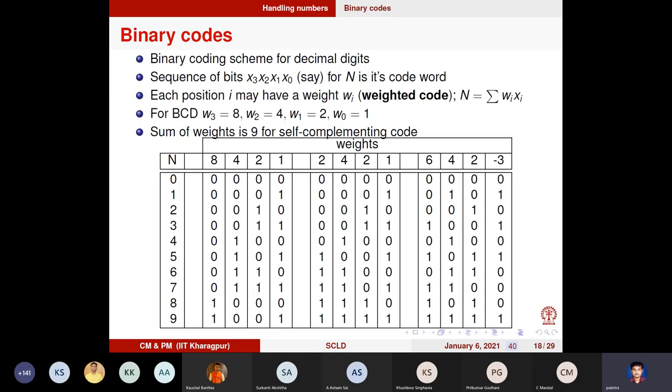So that is sometimes useful, sometimes not useful. But here, for example, is it unique? You have to check if it is unique. So that is one thing you need to check depending on what weights you have. And there is one more thing. If the sum of the weights is 9, say 2421 is 9, 642 minus 3 is again 9. If the sum of the weights is 9, they are kind of self-complementing code. They are self-complementing code. We'll explain what it means.